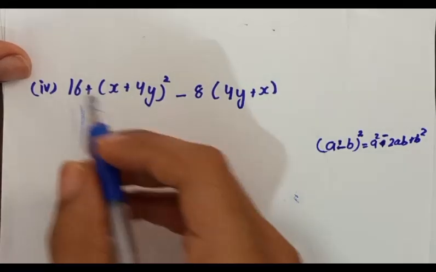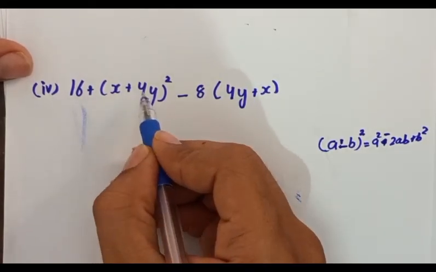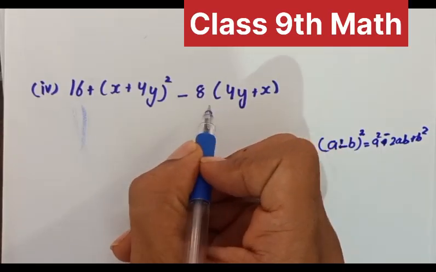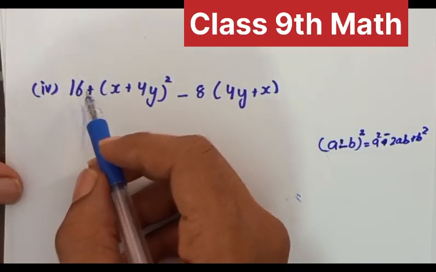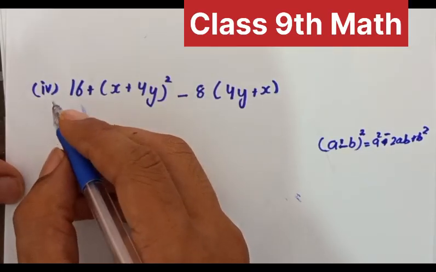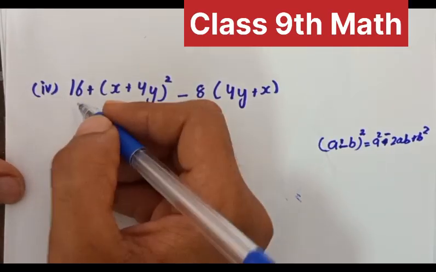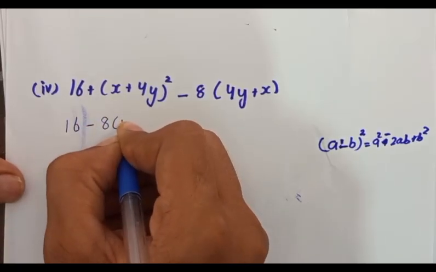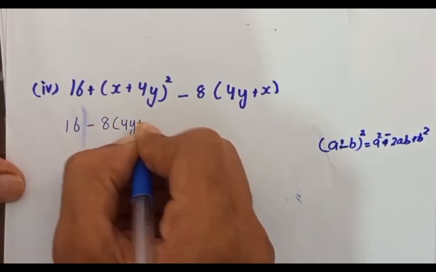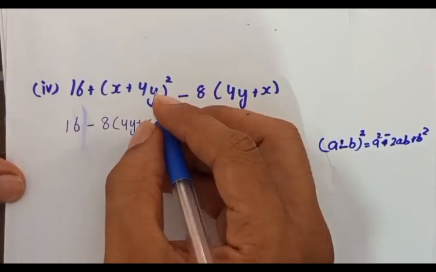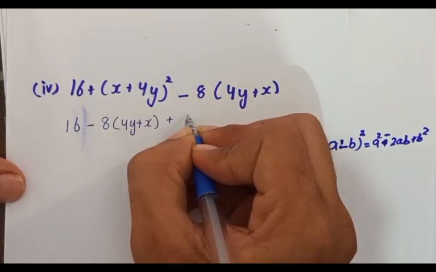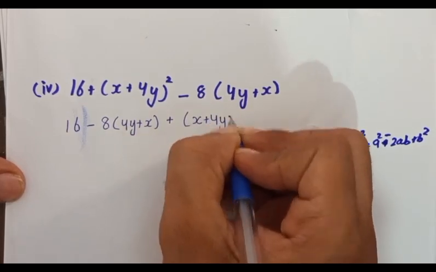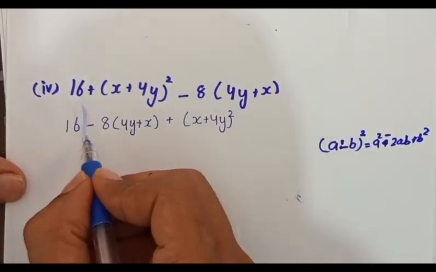Okay, come to another question, that is 16 plus bracket x plus 4y all square minus 8 times (4y plus x). First of all I will rearrange it in order to shift the signs. So 16 minus 8 times (4y plus x), plus (x plus 4y) square.